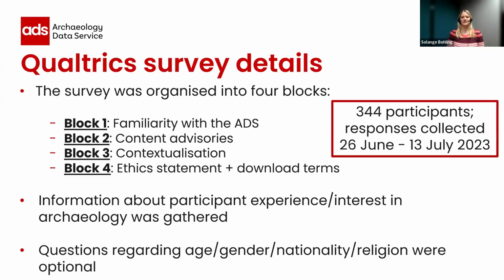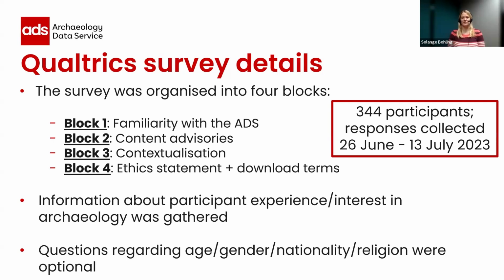Drawing on the topics addressed in the previous slide, the main part of the Qualtrics survey consisted of 10 questions organized into 4 blocks. These addressed participant familiarity with the ADS, pop-up content advisories, contextual information, archive-specific ethics statements, and terms of download. The survey also asked about the participants' experience or interest in archaeology or a related field, and optional questions regarding gender, age, nationality, and religion were included at the end.